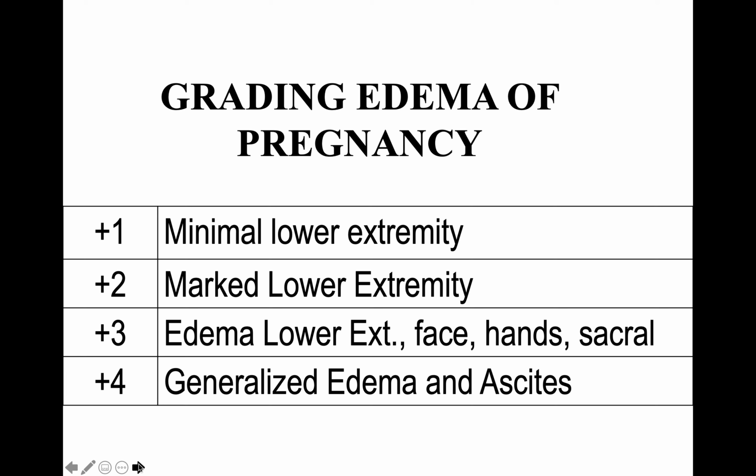And again, it's just another way to look at it, depending on which one you like. Minimal lower extremity, marked lower extremity. And when you get in here, you're looking at 3 and 4 edema. You're looking at centralized in the lower extremities, face, hands, and the sacrum, generalized edema, and ascites. And in these folks, it's much easier to pick up ascites in another type of adult rather than these guys.